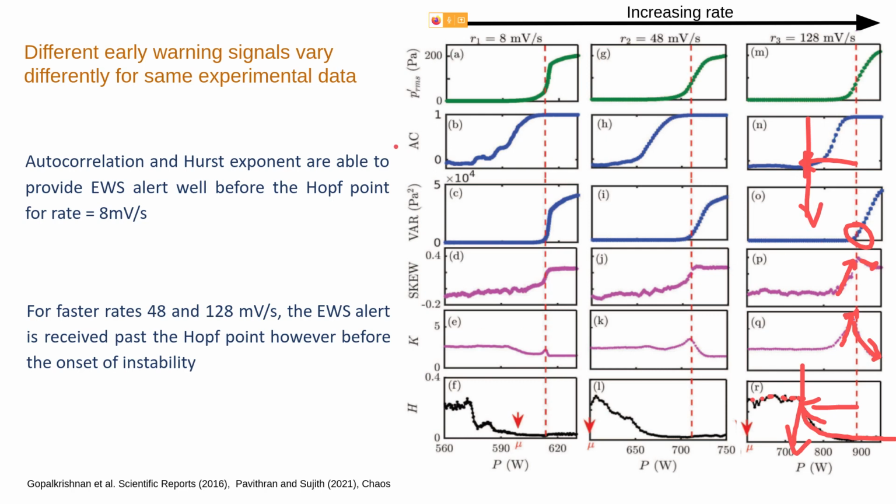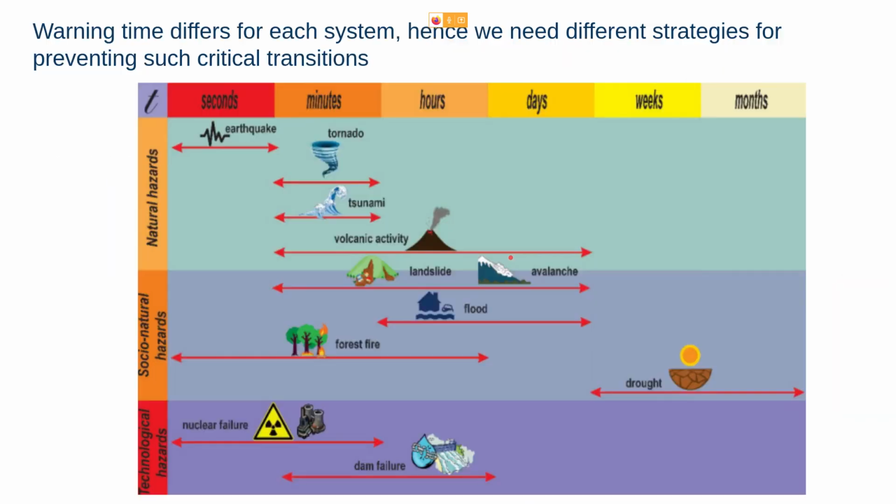So with rate dependent transitions, autocorrelation and Hurst exponent prove to be good measures to give a warning of an impending tipping. And now there are different warning times available for different systems. So it's not like we will have the warning times as I mentioned for a combustor. The warning time will not remain the same as that shown there.